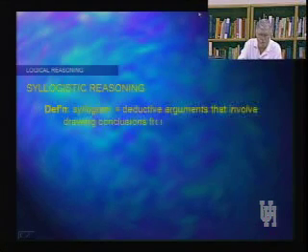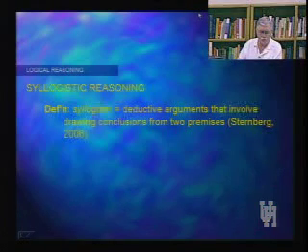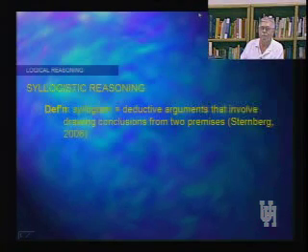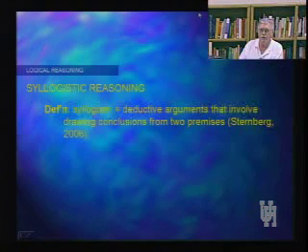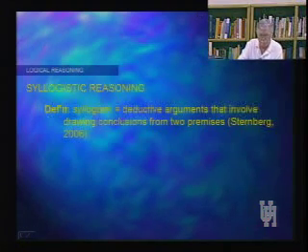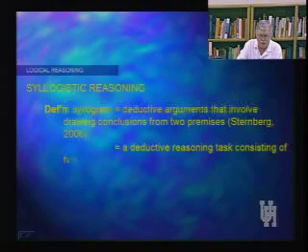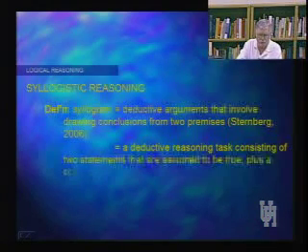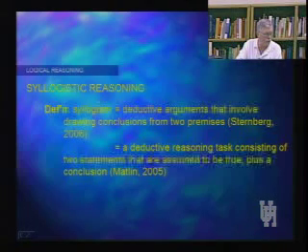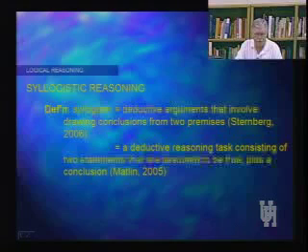We start with a syllogism. A syllogism is essentially deductive arguments that involve conclusions drawn from two premises, summarized most recently by Sternberg in a 2006 book. Two premises are assumed to be true, and a conclusion drawn from these premises is another way to define it. This is in Matlin's cognition book, which we use in the course here.